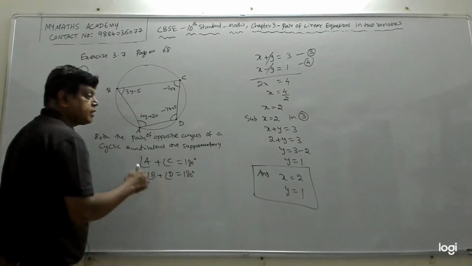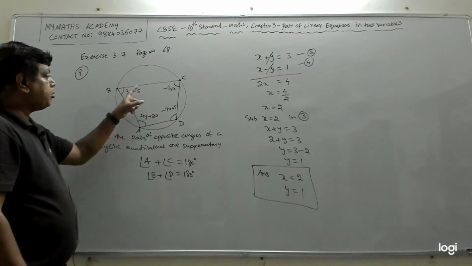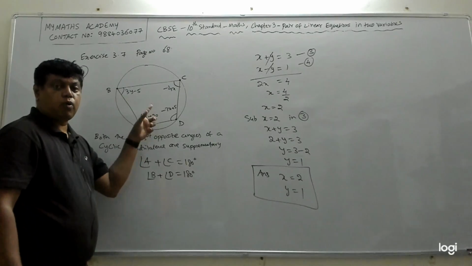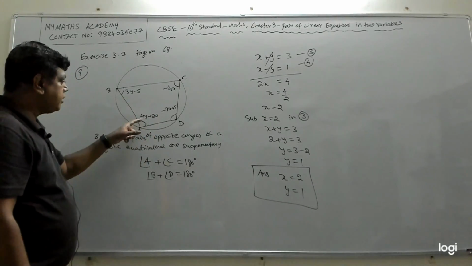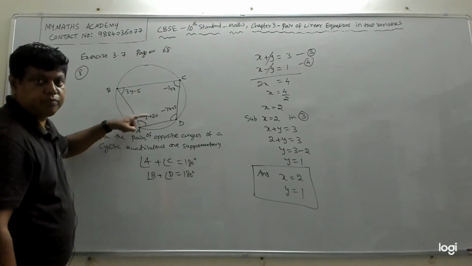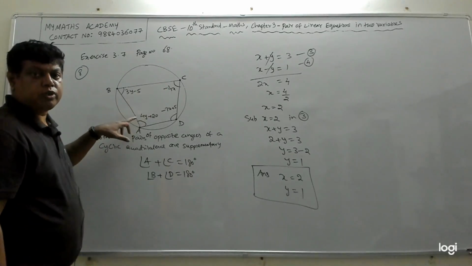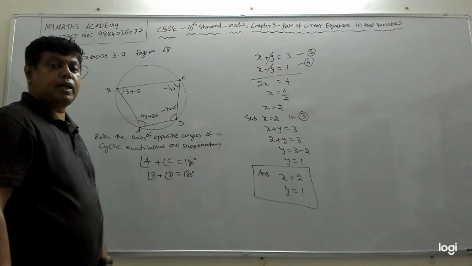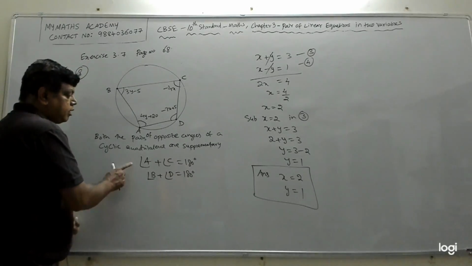So whenever there is a cyclic quadrilateral, if you add the opposite angles, you will get 180. Again, these two are opposite angles. A and C are opposite, so A plus C will be 180. B and D are opposite, so angle B plus angle D is 180. Now from these two we will form the equation.